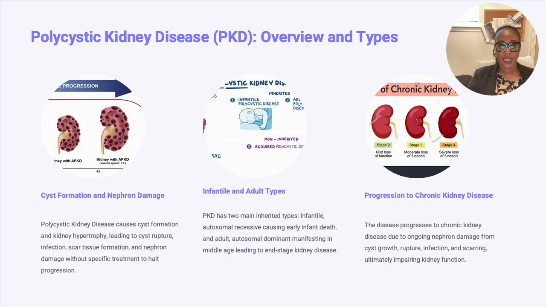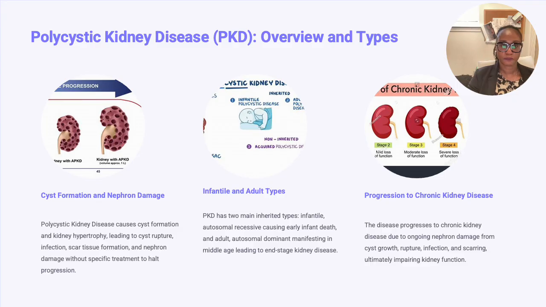The types are infantile polycystic disease, an inherited autosomal recessive trait that results in the death of the infant within a few months after birth, and adult polycystic disease, an autosomal dominant trait that manifests between the ages of 30 and 40 years and results in end stage kidney disease.